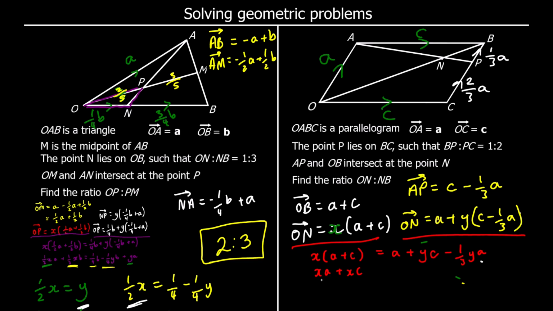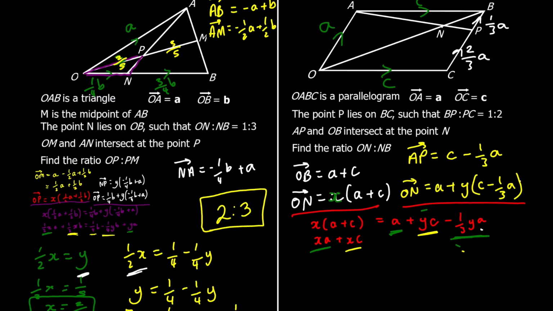So the a's must be equal, and the c's must be equal. So we can write them out as two separate equations. So x equals 1 minus 1/3 y, and the second one is just x equals y. So x is equal to y.